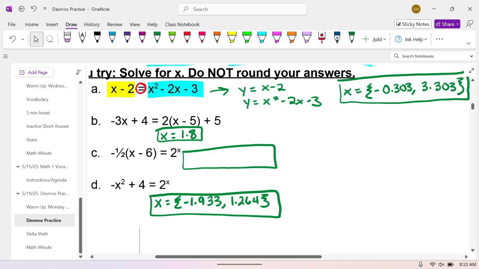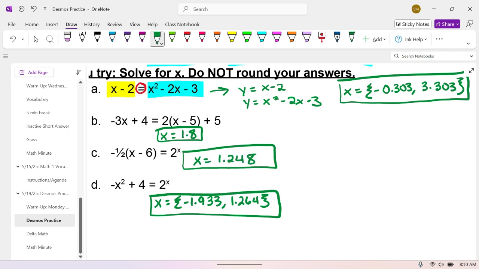Now, Brian, what is one of the solutions that you got for letter D? Good. Ben, what's the other solution you got for D? Didn't do D yet? All right, so let's do Ralph. What's the other answer you got for letter D? 1.264. Good. So that's exactly what I got.